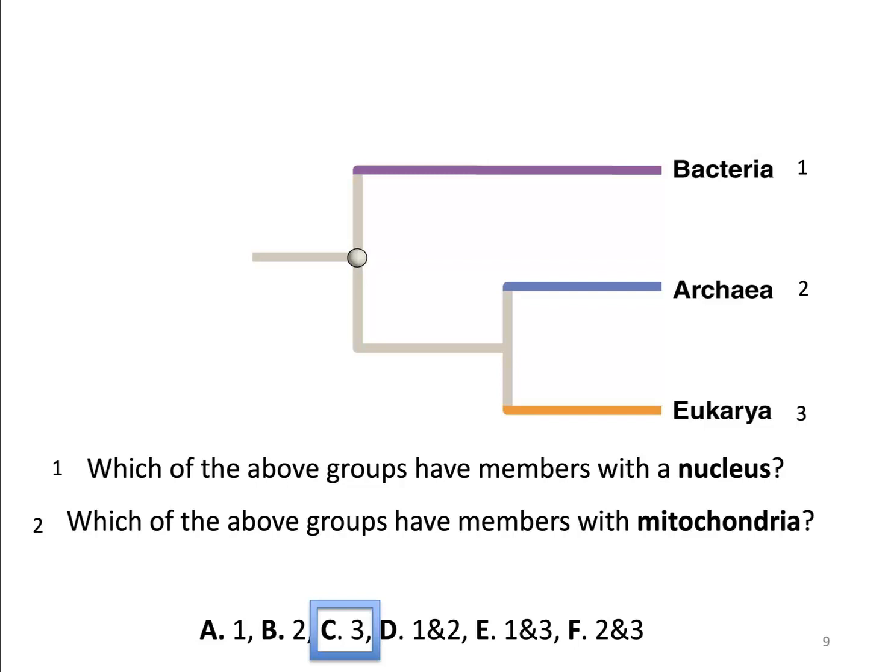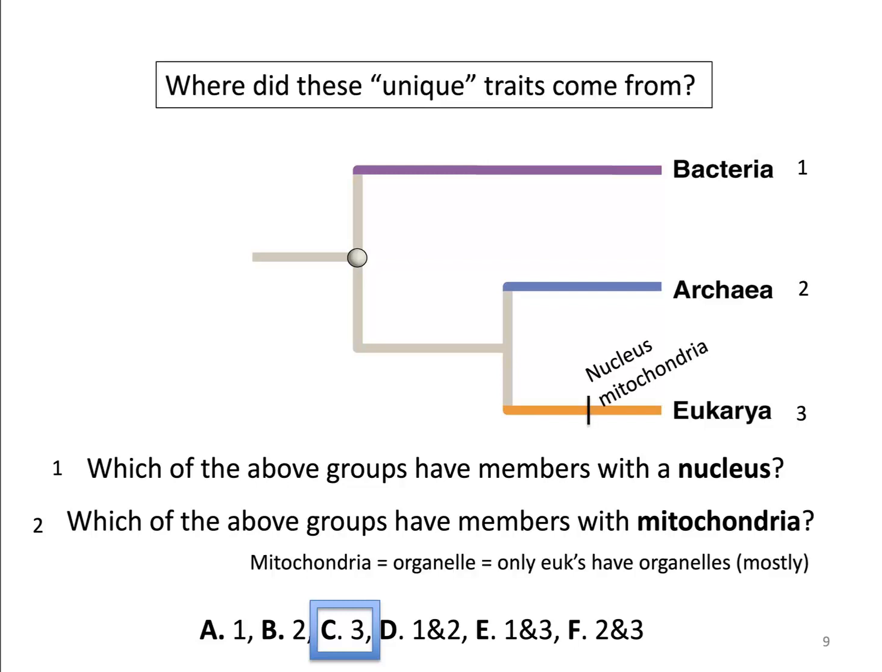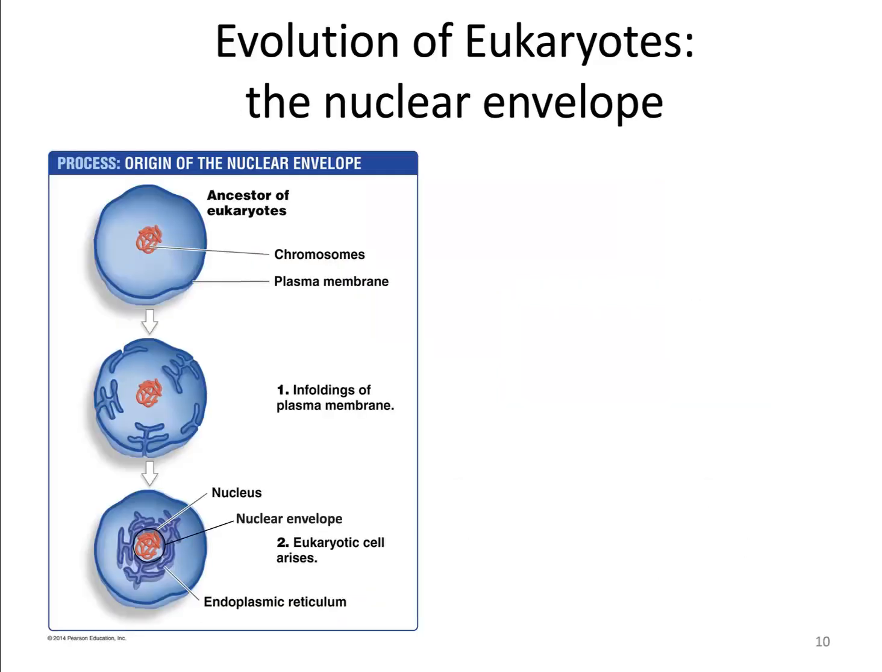All right, if you said C, that only the eukaryotes have a nucleus and only the eukaryotes have mitochondria, you would be correct. So these are unique traits. Remember, mitochondria are an organelle, and only eukaryotes have organelles, and a nucleus is a unique trait that defines the eukaryotes. So where did these unique traits come from? Given that only eukaryotes have these traits, how did these traits evolve and give rise to the eukaryotes?